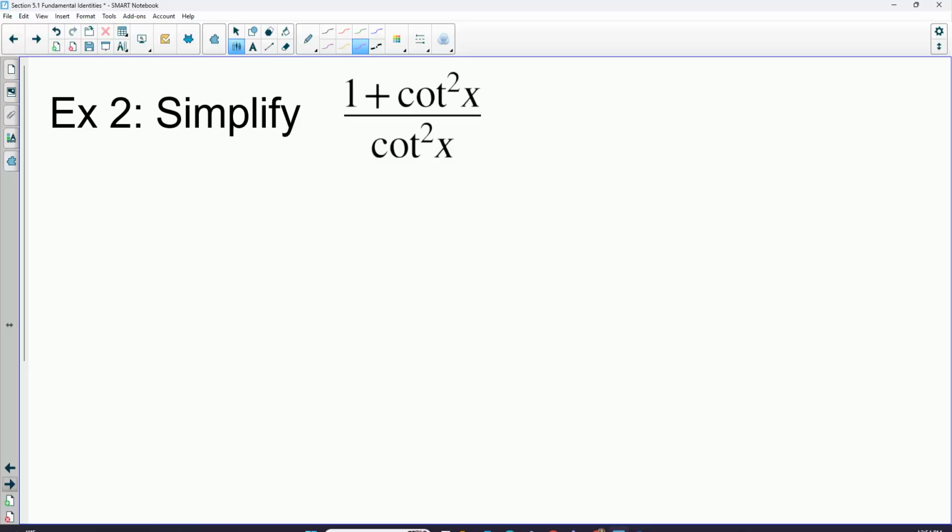Another option. If I gave you something like 5x cubed plus 3x squared divided by x, what would you do? Would you divide each of those things by x? Since my denominator is just a single term, I could split this up and do each one of them over the denominator. I'm going to do the 1 divided by cotangent squared x plus the cotangent squared x divided by cotangent squared x.